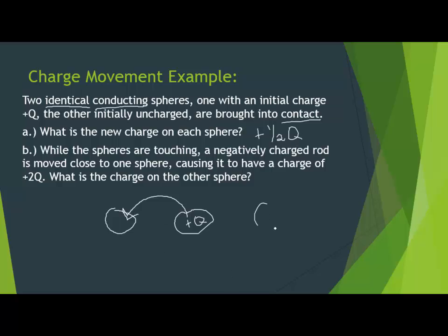So the spheres are touching, and plus 1/2 Q on each. And then we're going to bring a negatively charged rod, so here's negative, negative, negative, close to one of them. And that will cause it to have a charge of plus 2Q. If this is negative, what do the charges want to do? Well, all of the positive charges want to come together on this side closer to this negative rod. And this is all just a hypothetical situation. I'm just asking this question so that you guys can understand charge balance and charge movement.